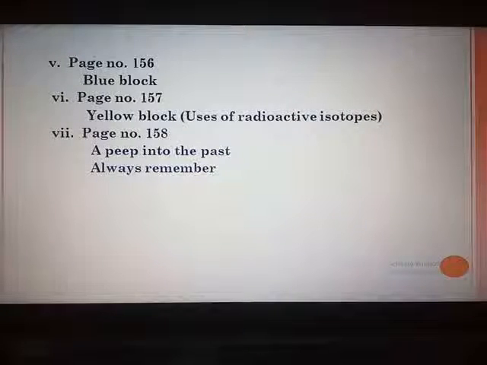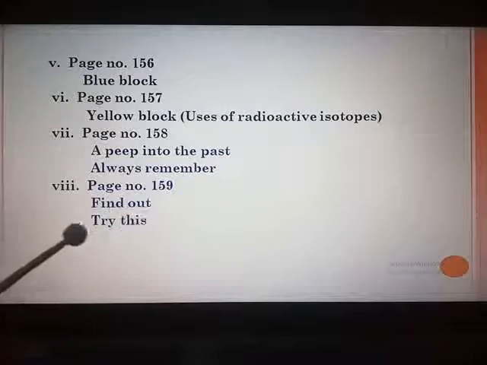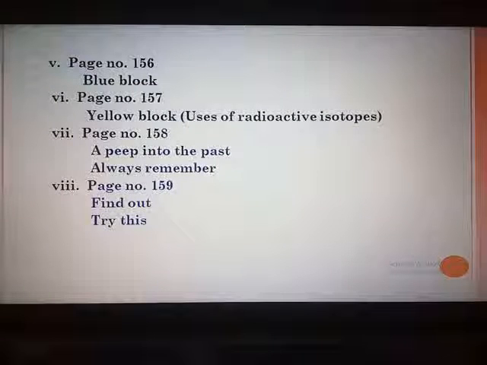Page number 159, move towards the end of the page. There are 2 activities. One is find out and the other one is try this. Both these activities you have to remove towards the end of the page. Can you tell on that page? You have to study it.